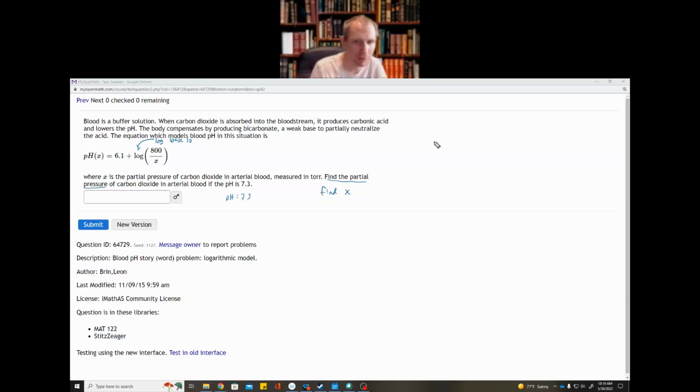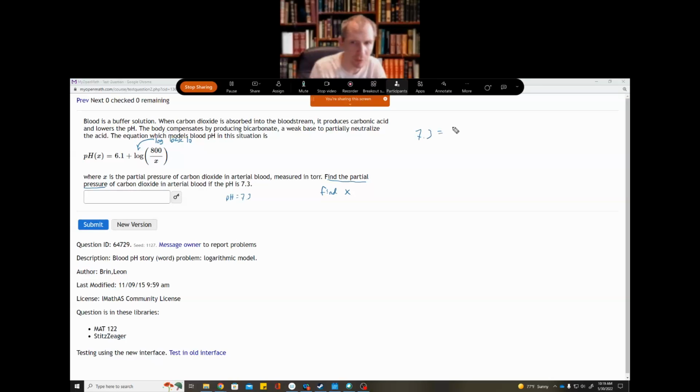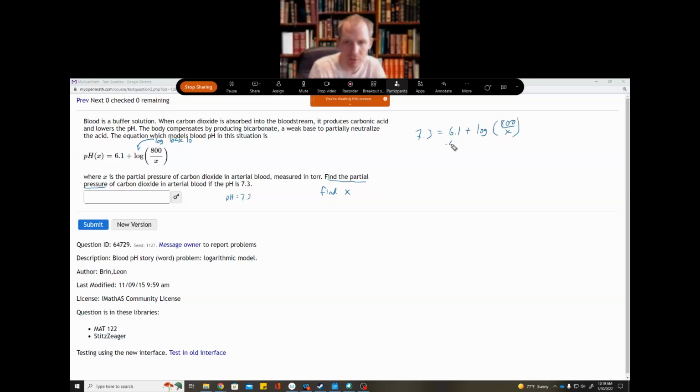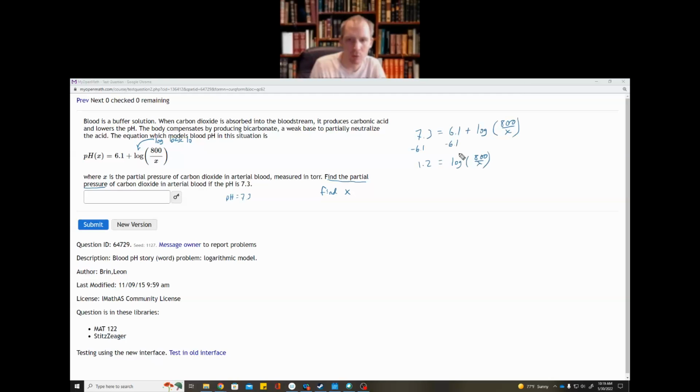So if I just plug that in, I replace pH with 7.3, and I want to solve for x. Let's strip the layers away. We subtract 6.1 from both sides. So 1.2 equals log base 10 of 800 over x. And now in order to get rid of the log base 10, we have to use the inverse function. The inverse of log base 10 is the exponential base 10.